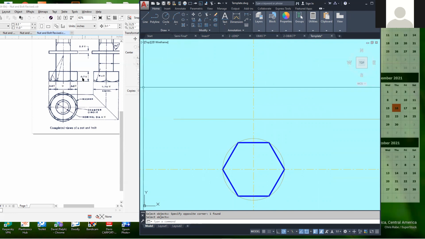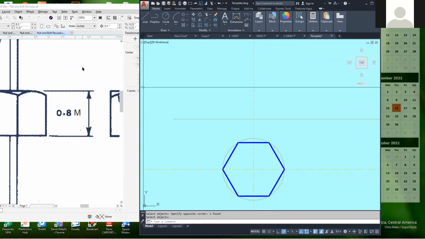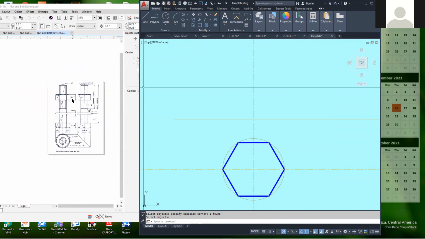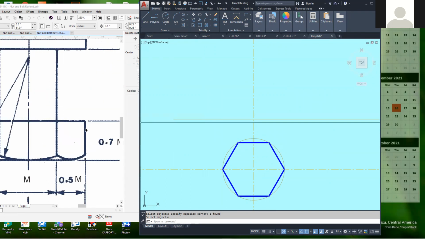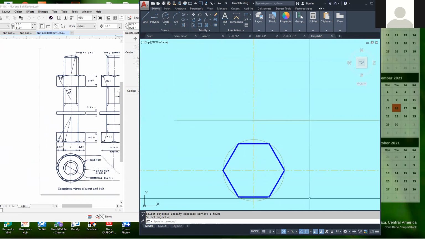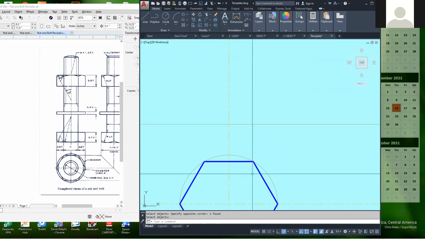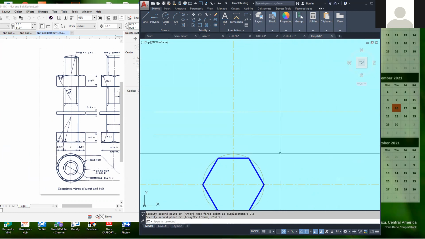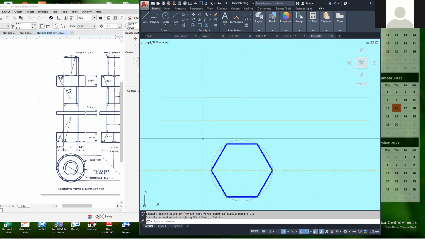Now the height of the bolt head is 0.7 of M, and the nut would be 0.8 of M. To simplify the drawing quickly, what I would recommend is to use between 0.7 and 0.8, which is 0.75. If our M is 10, 0.75 of 10 would be 7.5. So the thickness of the bolt head and the nut, we'll use both as 0.75.